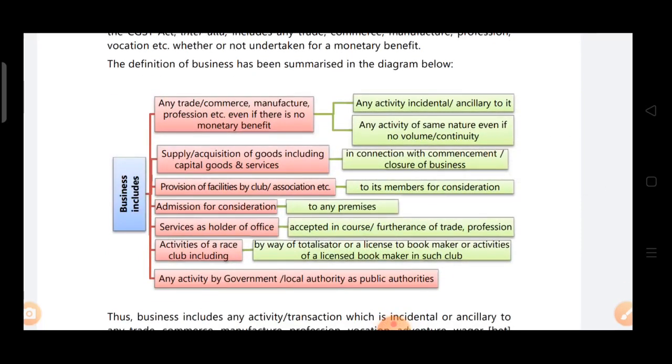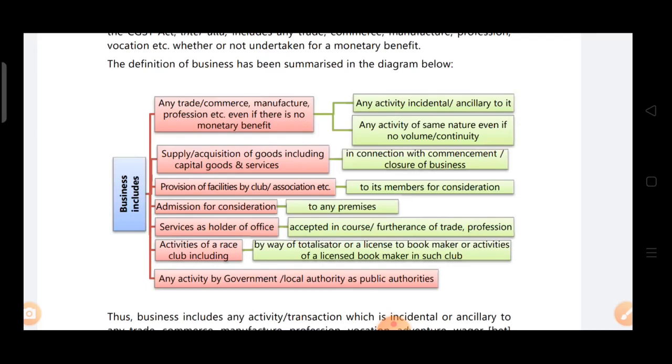See the diagram. Business includes any trade, commerce, manufacture, profession, etc., even if there is no monetary benefit, and any activity incidental or ancillary to these activities, or any activity of the same nature, even if there is no volume or continuity. Any activity of the same nature means any activity of trade, manufacture, profession, etc. If those activities have no volume, continuity, or regularity, then also they are included in the definition of business. Next, business includes supply of goods or acquisition of goods, including capital goods and services, where the supply is made in connection with commencement or closure of business.